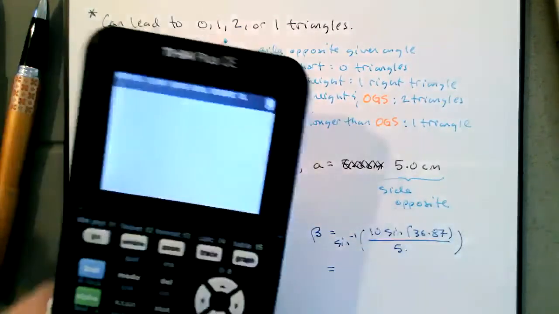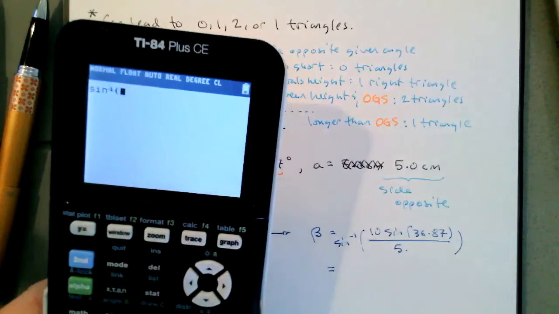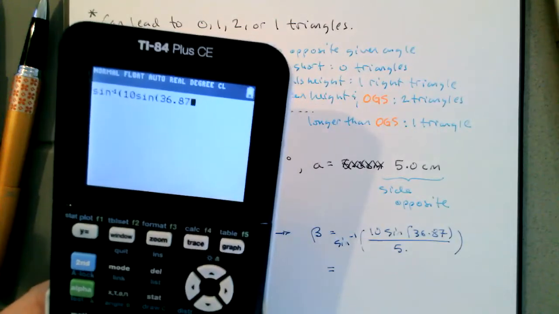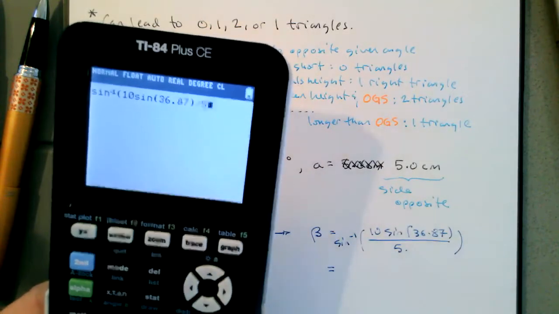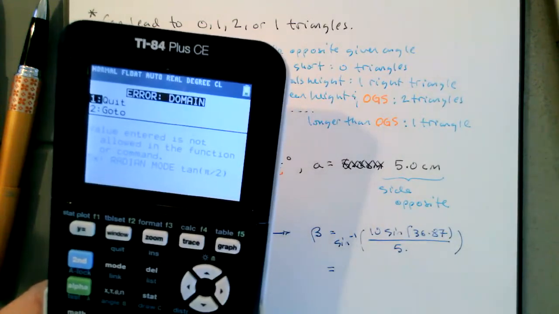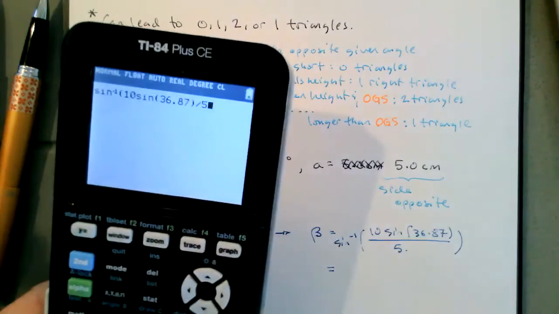So we grab our calculating machine and we do the sine inverse of 10 sine of 36.87, close the sine, divide by 5, close the sine inverse, hit enter, and we get an error domain. You say, what the heck is going on here?